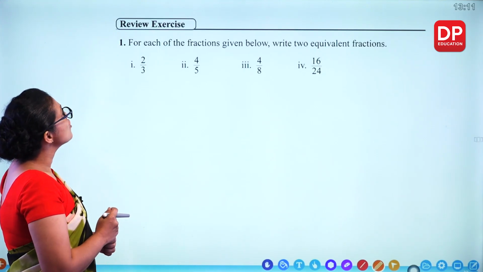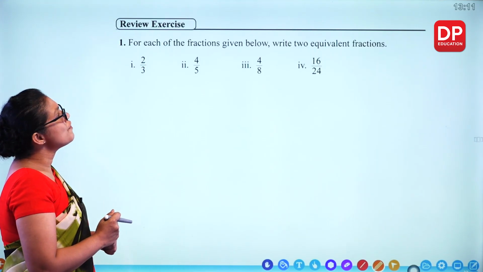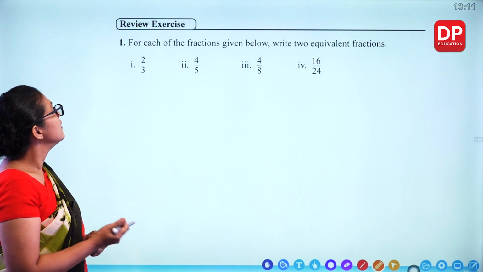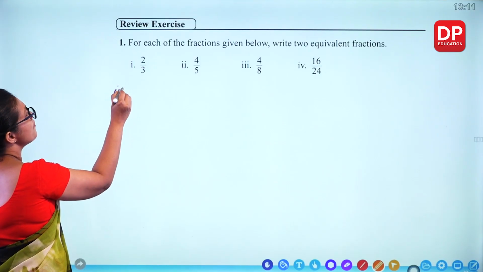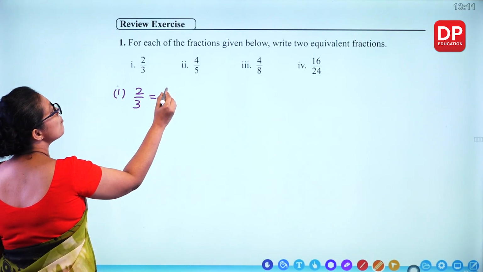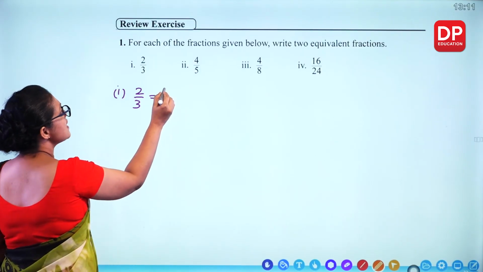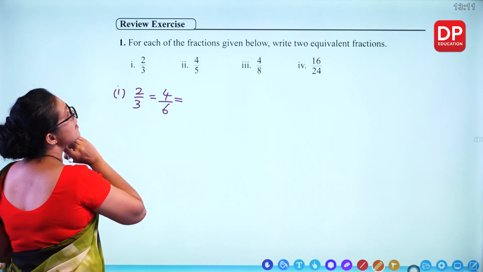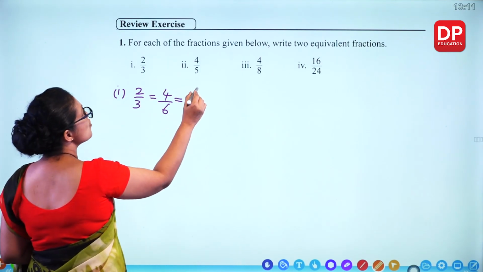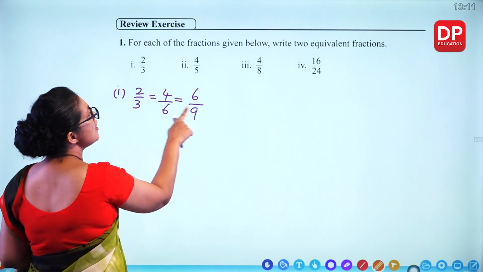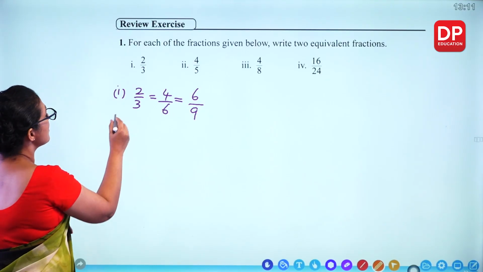Review exercise. Question number 1. For each of the fractions given below, write 2 equivalent fractions. So we'll take the first one. 2/3 multiplied by 2, both the numerator and the denominator: 4 and 6. Multiplied by 3: 3 times 2, 6. 3 times 3, 9. So you need 2 equivalent fractions.